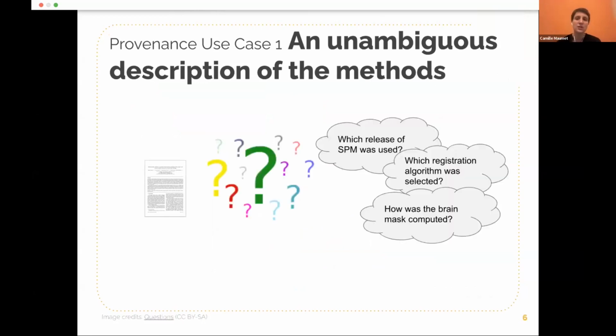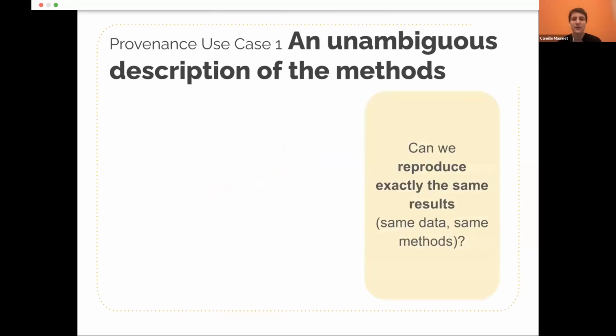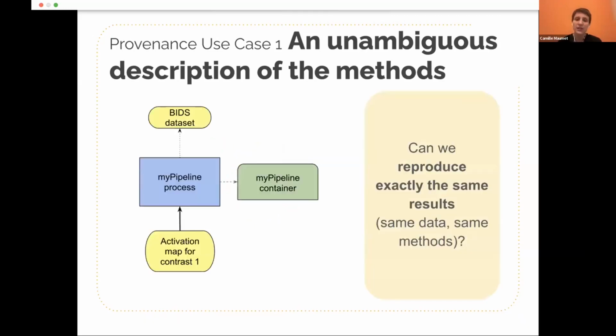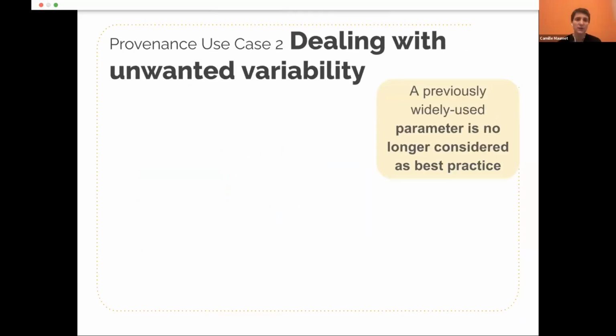The first situation is, of course, to have an unambiguous description of the method. So if you've tried to reproduce a paper, you probably realize how hard this can be. We often face many questions that are left just unanswered. So there's the question of being able to reproduce exactly the same results. So that's what we've just touched upon.